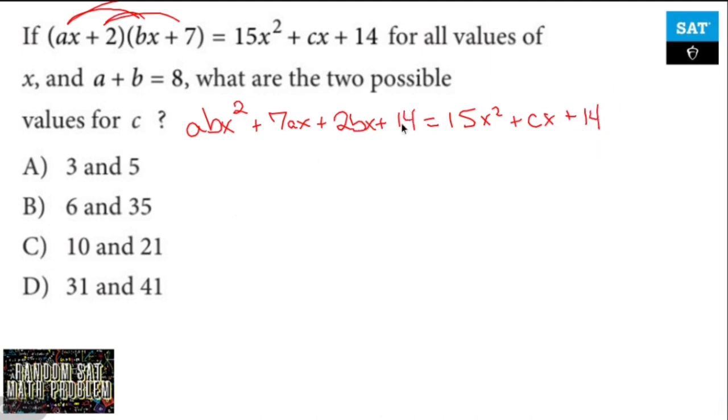Now, what I know is 14 on the left, 14 on the right, useless. Don't need them. Cross them out. They cancel each other out. What I also know is that a plus b is 8. This is me trying to make an underline, and it doesn't look good at all.